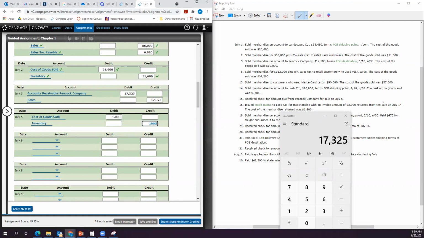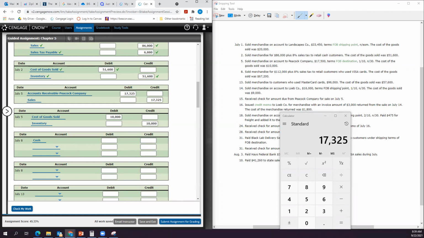July 8th, we sold merchandise for $112,000 plus 8% sales tax to retail customers who used Visa cards. The cost of goods sold was $67,200. So when someone uses a Visa card, we still record that as cash. Oh, it looks like I missed a zero here. All right. So we still record that as cash, because it usually comes to us within a day or two and we just record it as cash.